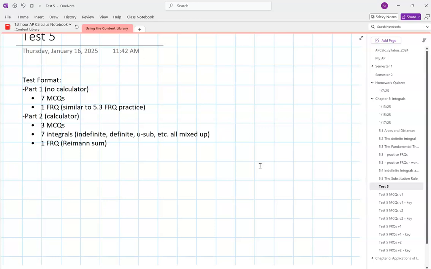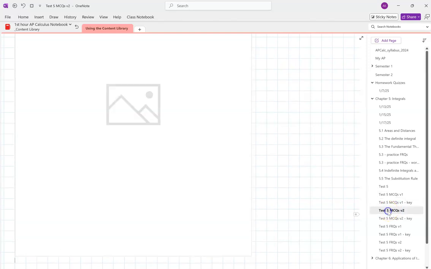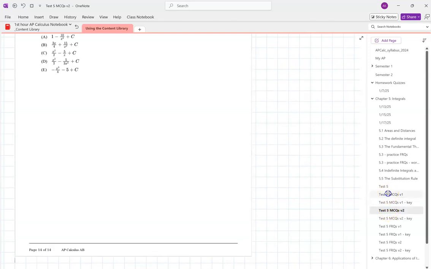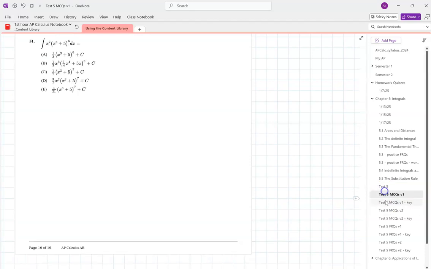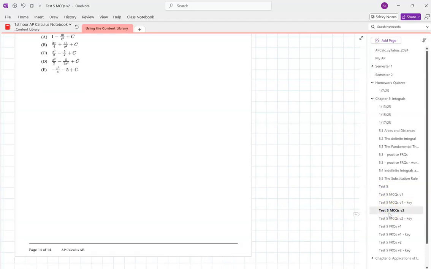I put in some more practice MCQs and FRQs. Somehow I had 2 sets of MCQs for this chapter that seemed mostly different, and I don't know which one I meant to do, so I put them both in there. You'll probably find at least some problems overlap, because when I looked at stuff, I thought that's a good one. I probably thought it was a good one both times.